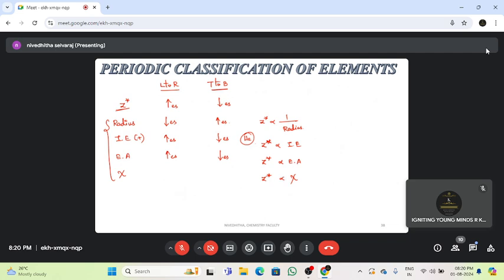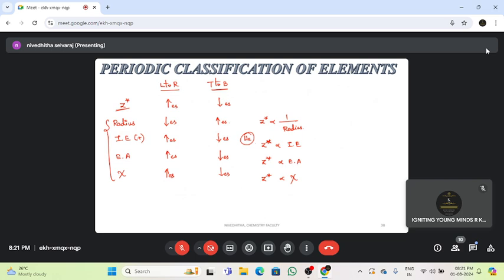So as we move from left to right in the periodic table, electronegativity increases, ma'am. And as we move down the group, electronegativity decreases. Now there is a famous question. In the periodic table, which element has the highest electronegativity? Which element will have the highest electronegativity in the periodic table? Fluorine, ma'am. Very good, it is fluorine.